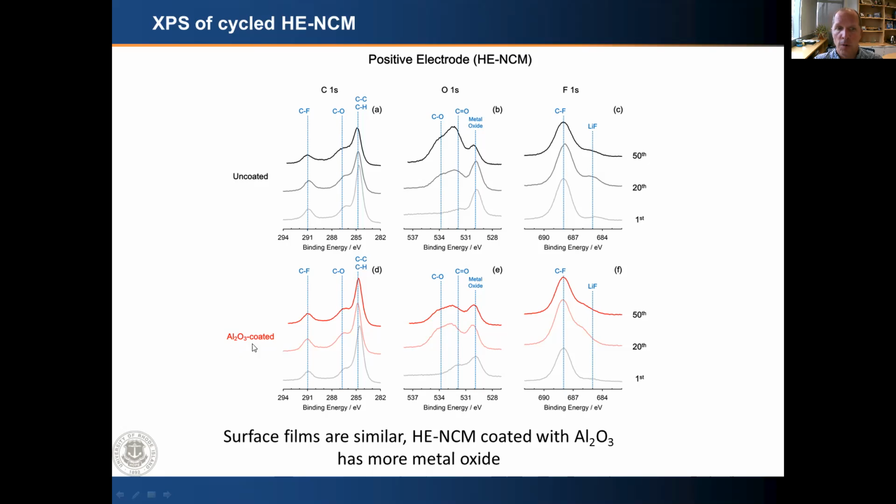However, in the case of the alumina-coated material, we see much less generation of electrolyte decomposition products on the surface, and we see significantly more relative metal oxide being retained. So what this is consistent with is basically less electrolyte decomposition on the alumina-coated surface, which suggests that the alumina coating may inhibit the detrimental reactions with the electrolyte.